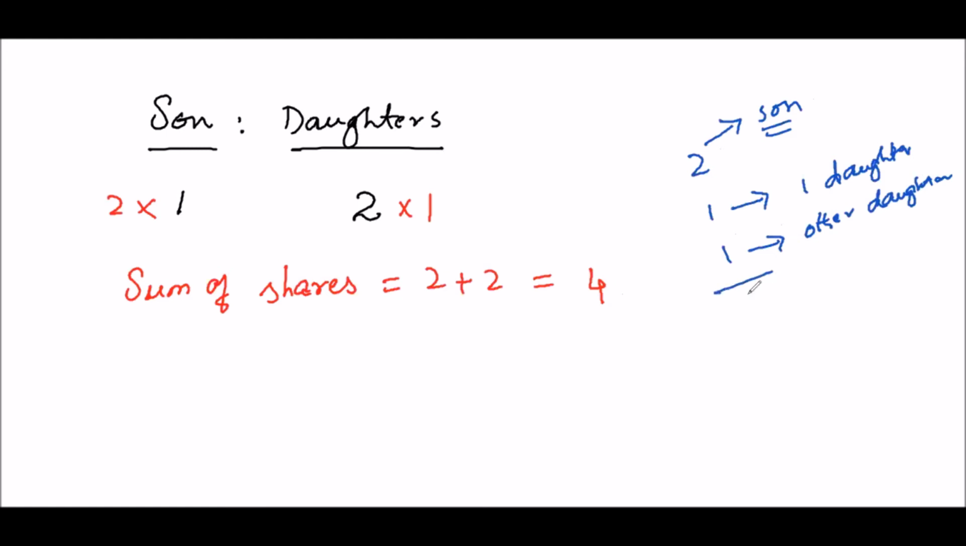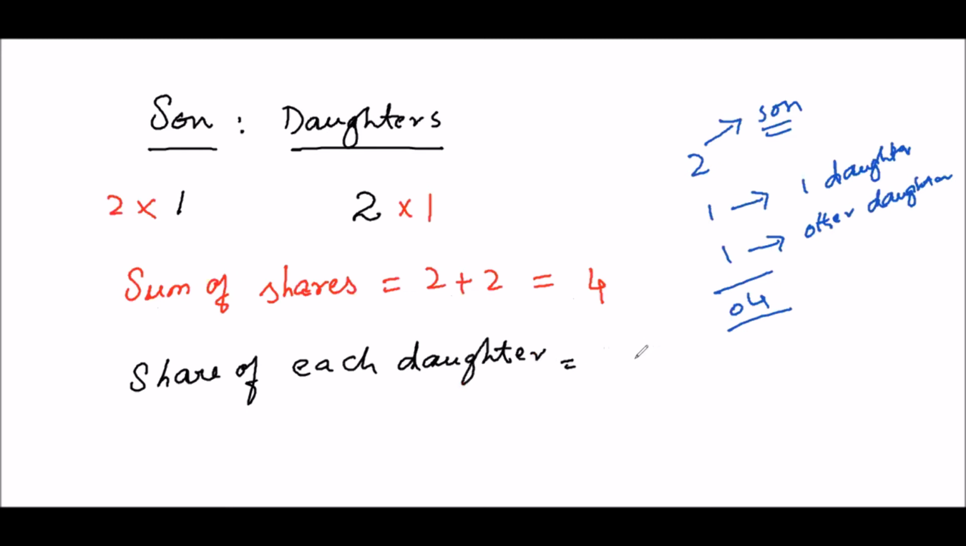So the total number of shares are 4. In short, we write sum of shares 2 plus 2 and we get 4. Now we will calculate share of each son and daughter. Share of each daughter. There are 2 daughters, so I write each daughter. She gets, one girl will get 1 share out of 4.